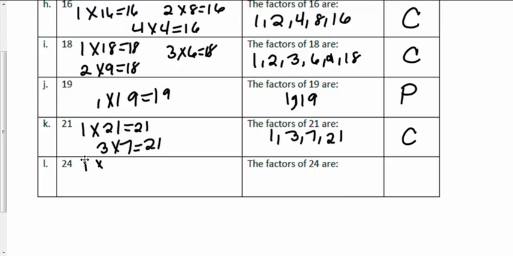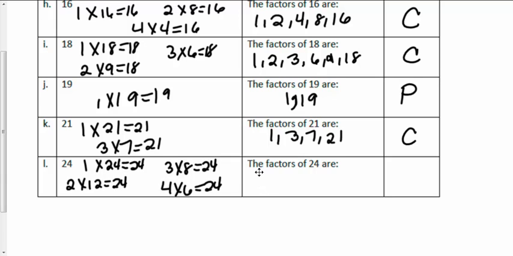1 times 24 equals 24. 2 times 12 equals 24. 3 times 8 equals 24. 4 times 6 equals 24. So I have 1, 2, 3, 4, 6, 8, 12, and 24. It's definitely composite. All right, let's look on the back.